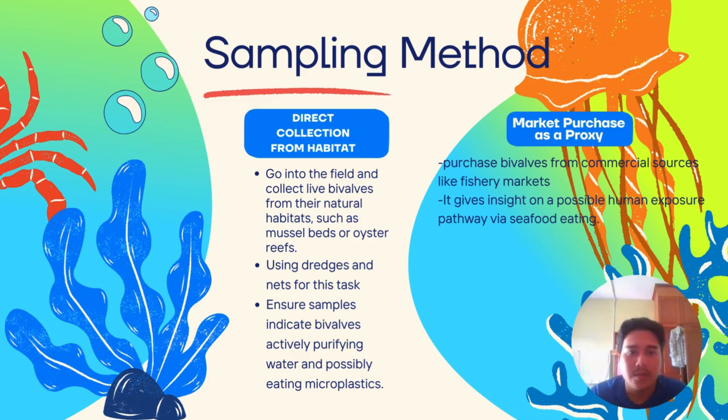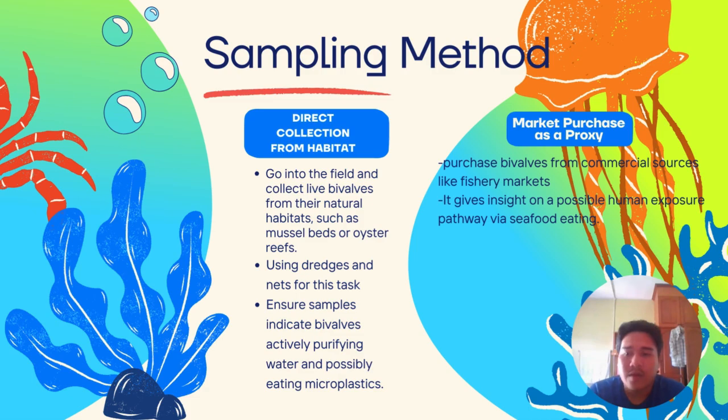So I'm going to tell all of you about the sampling method for this topic. The first one is direct collection from habitat. We will go into the field and collect live bivalves from their natural habitat, such as mussel beds or oyster reef. After that, we will use dredges and nets for this task. And next, we will ensure the samples indicate bivalves actively purifying water and possibly eating microplastic.